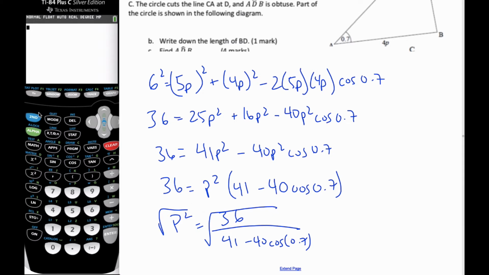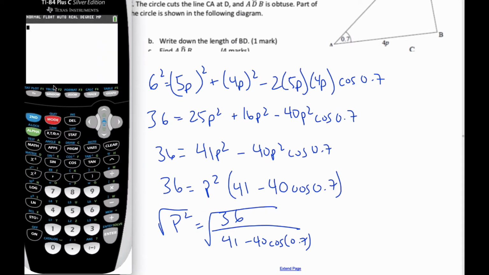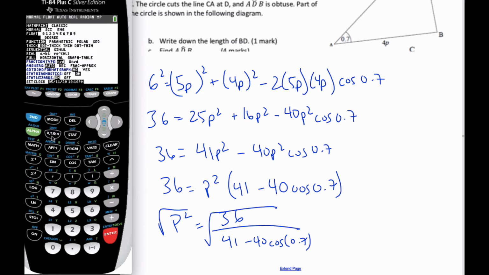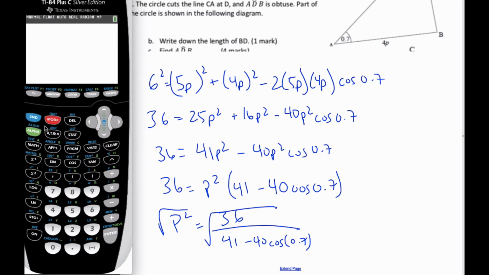And so if I do that, I'm going to make sure my mode is in radians. I have to switch it to radians. In trigonometry, you really have to be careful what mode you're in. It is often a common mistake to forget to switch it. Okay, and then I'm going to put it into a fraction. And I have 36 over 41 minus 40 cosine 0.7. Just check I typed it in correctly. And I think I might need that handy. Let's store that into alpha A just for fun.